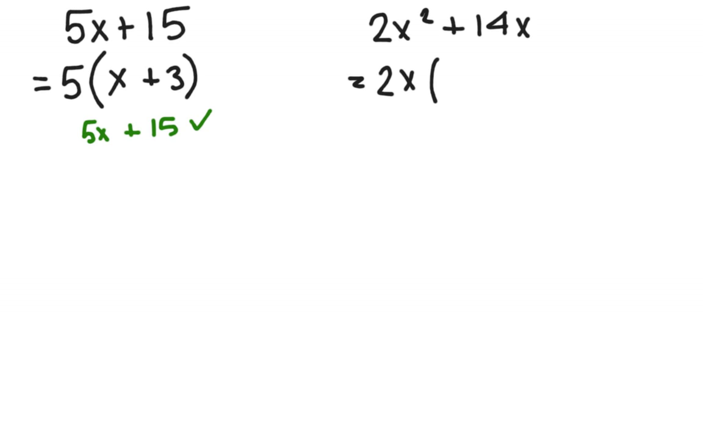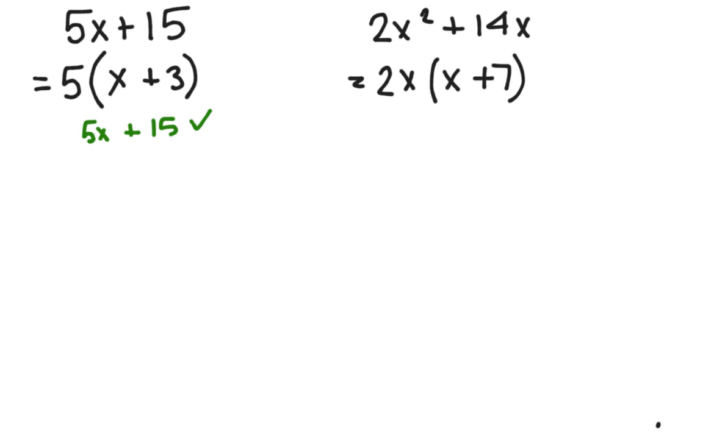Now we're again asking ourselves, what did we multiply 2x by to get to 2x squared? 2 divided by 2 is 1. X times x gets me x squared. Again, I don't need the 1 there in front of my x. 14 divided by 2 is a positive 7. And we already multiplied by x, and we don't need an additional x because we only have x to the first. So again, I think that's my answer.